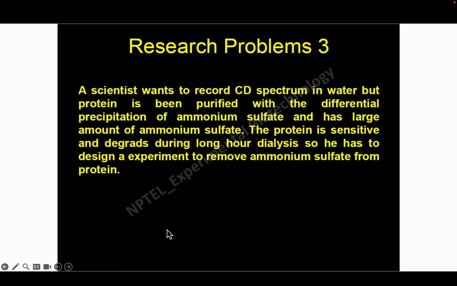Now if you have any doubt, please let me know. Else we'll go for research problem 3. A scientist wants to record a CD spectrum in water, but the protein was purified with differential precipitation of ammonium sulfate and has a large amount of ammonium sulfate. The protein is sensitive and degrades during long-hour dialysis, so he has to design an experiment to remove ammonium sulfate from the protein. So what to do?